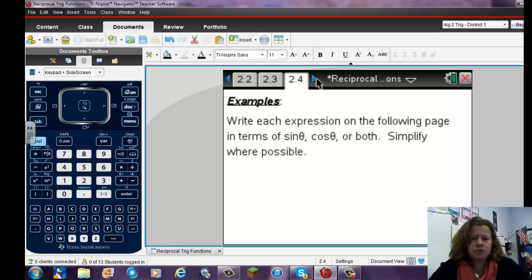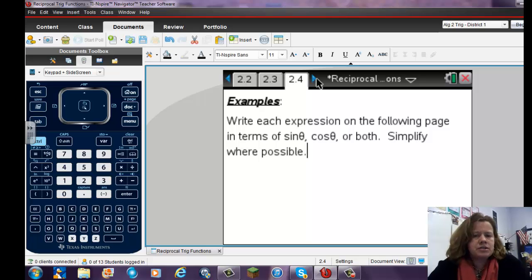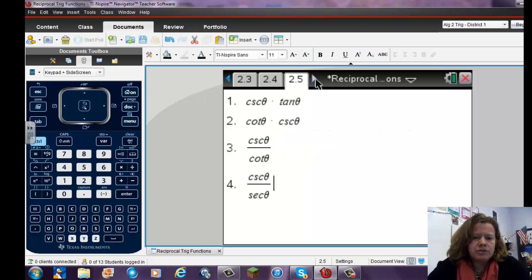All right. So on page 2.4, these are just instructions, we're going to take some more expressions and simplify them. And again on 2.5, there are 4 examples, and we'll go through that on paper with a document camera.